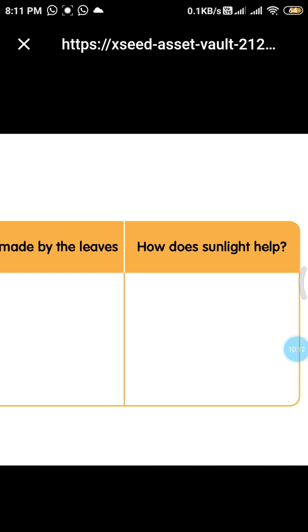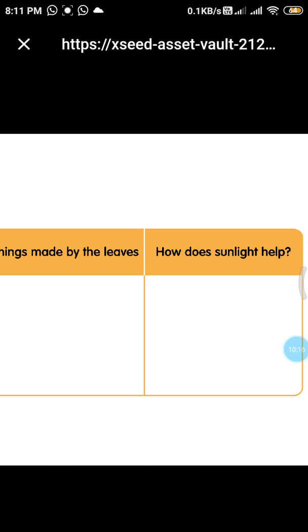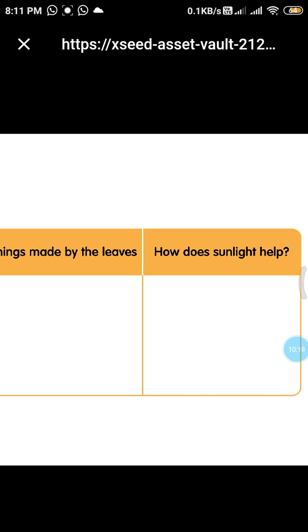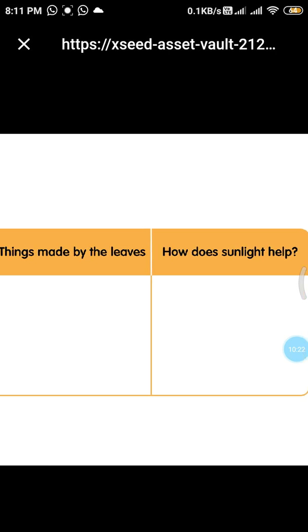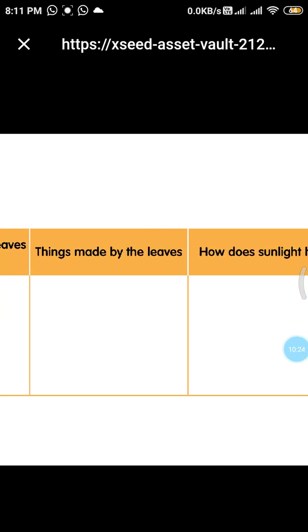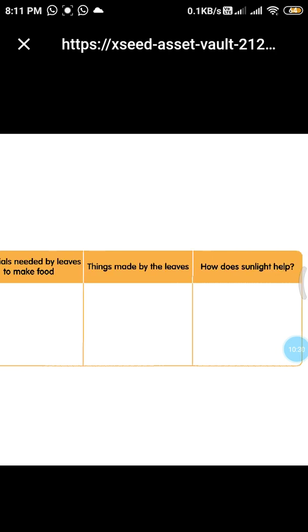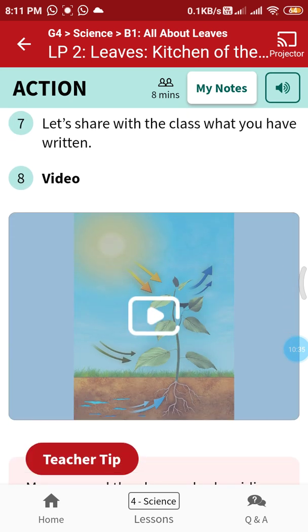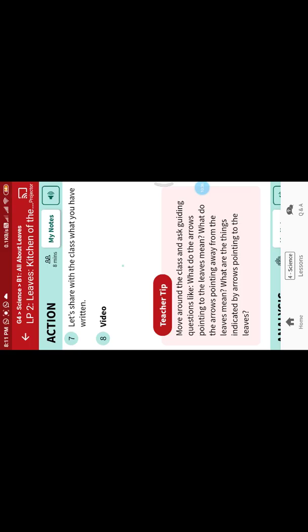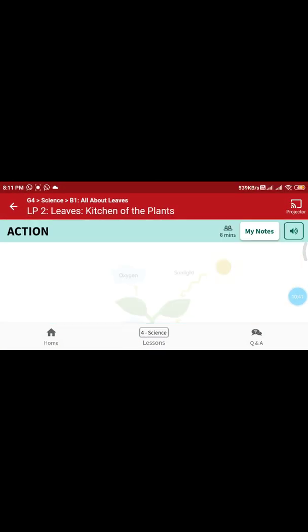How does sunlight help? Sunlight helps the leaves in trapping the sunlight, and sunlight is splitting the water which the plants are taking. That is getting split with the help of sunlight, and finally helping to prepare the food. Okay children, now you go through this video, you will understand more about photosynthesis, how plants are trapping the sunlight.